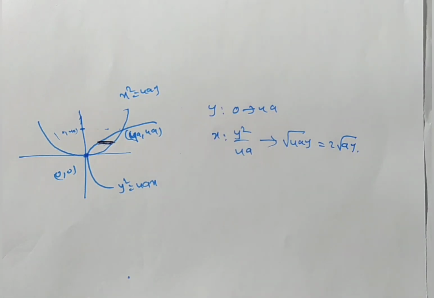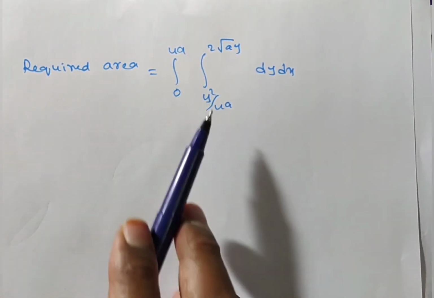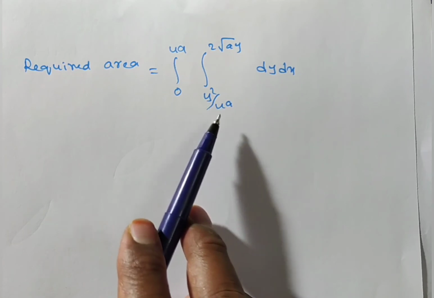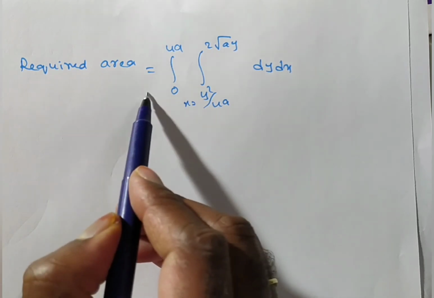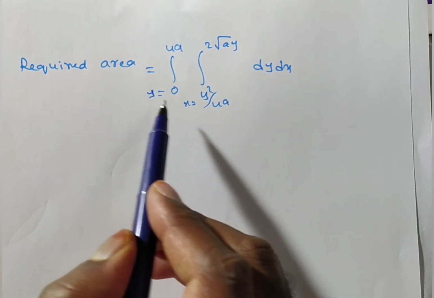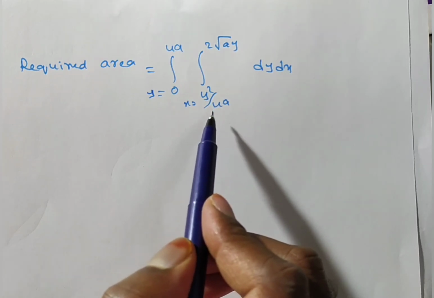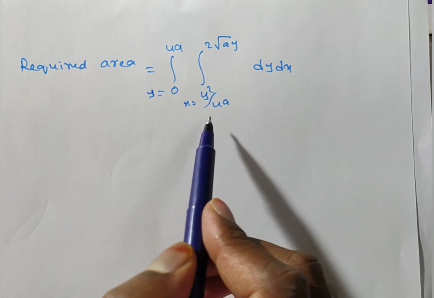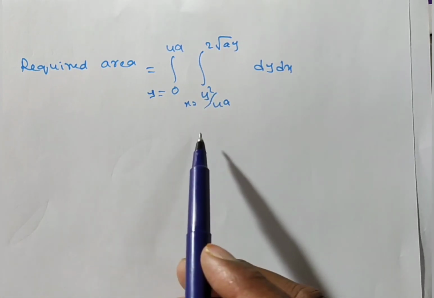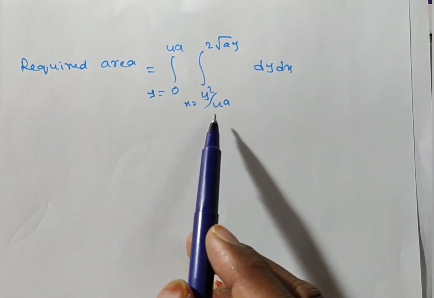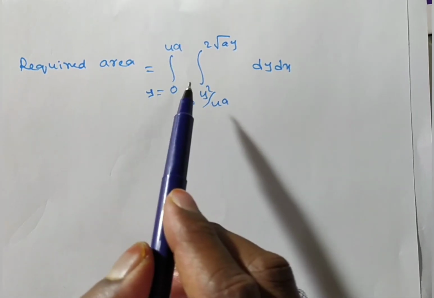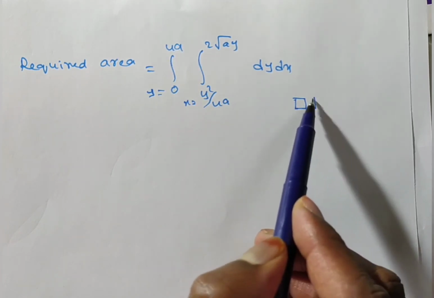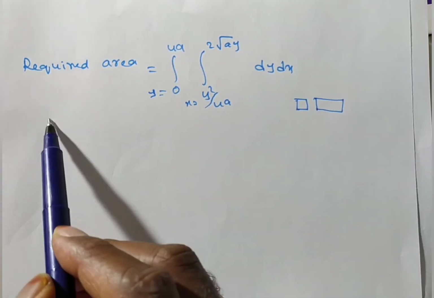So in this case, what will you get for the area? Area is the integral from 0 to 4a for y, and the x limits are from y square by 4a to 2 root ay. This x is a function of y, so these are the limits for x, and the outer limits are for y. Now in this case we are doing a double integral. How to do the double integral? We discussed it previously, but I am giving a hint. Whenever both limits are independent, the region may be only a square or rectangle. But here the region is not a rectangle.